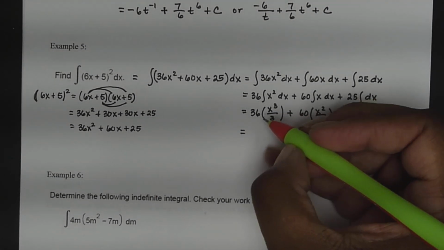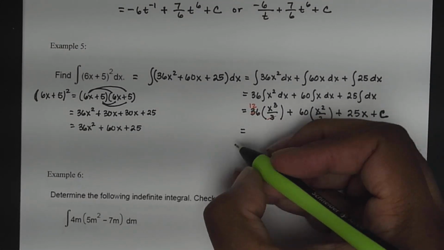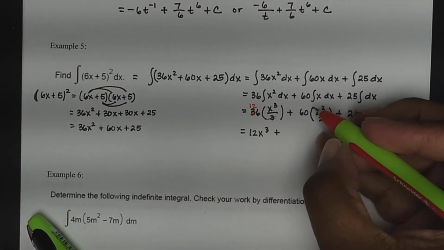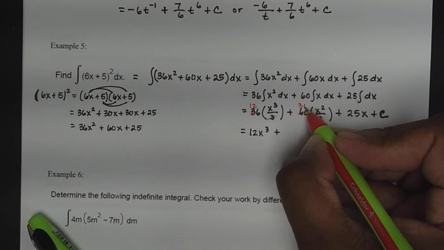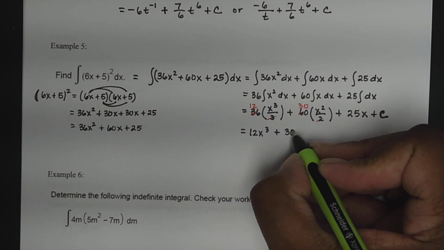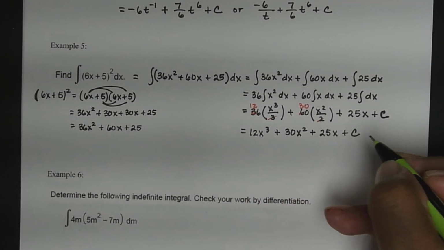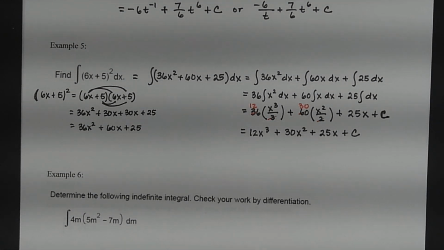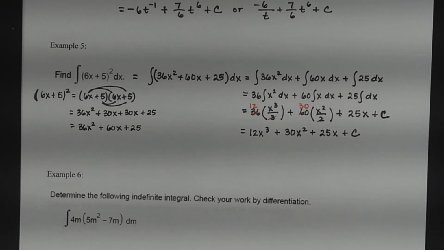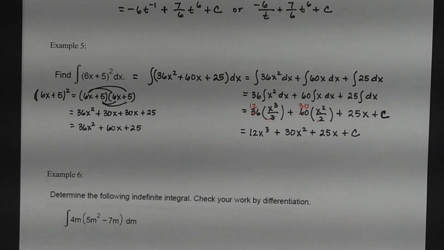Now, let's simplify this a bit. Divide 3 into 36, that will go 12 times. So it'll be 12x cubed plus, divide 2 into 60, that goes 30 times. So it'll be 30x squared. And then plus 25x plus c. So the integral of the quantity 6x plus 5 squared dx will be 12x cubed plus 30x squared plus 25x plus c.